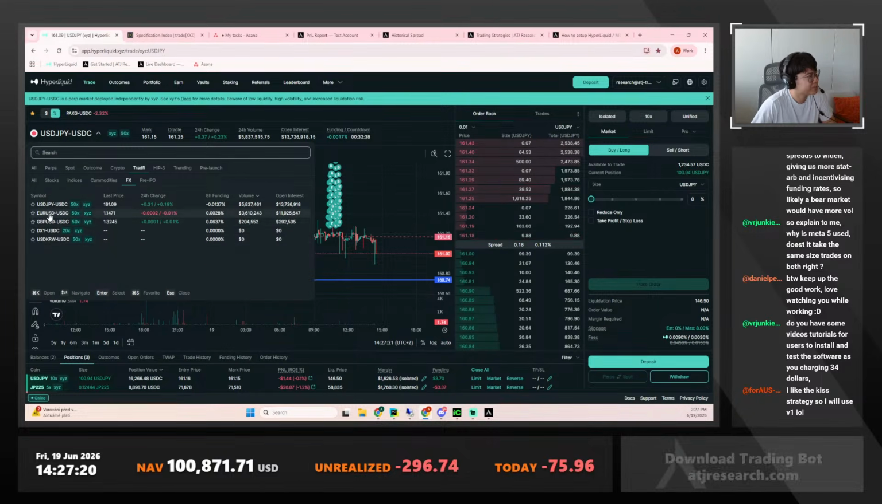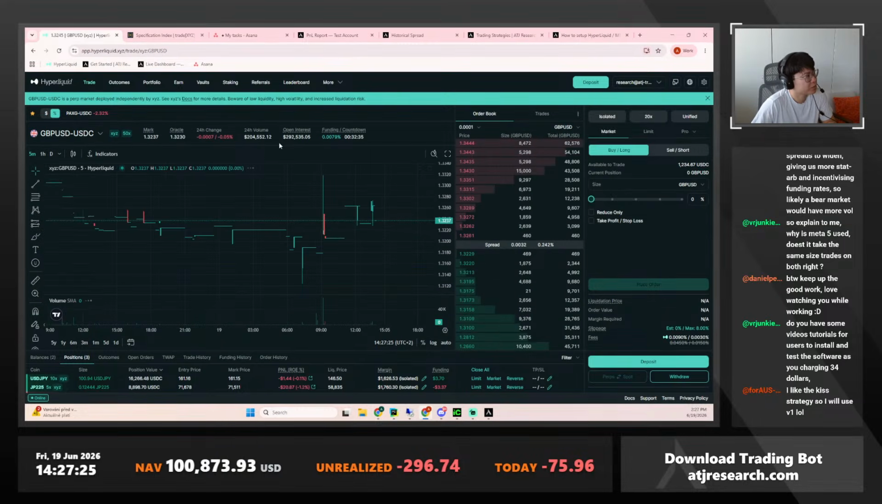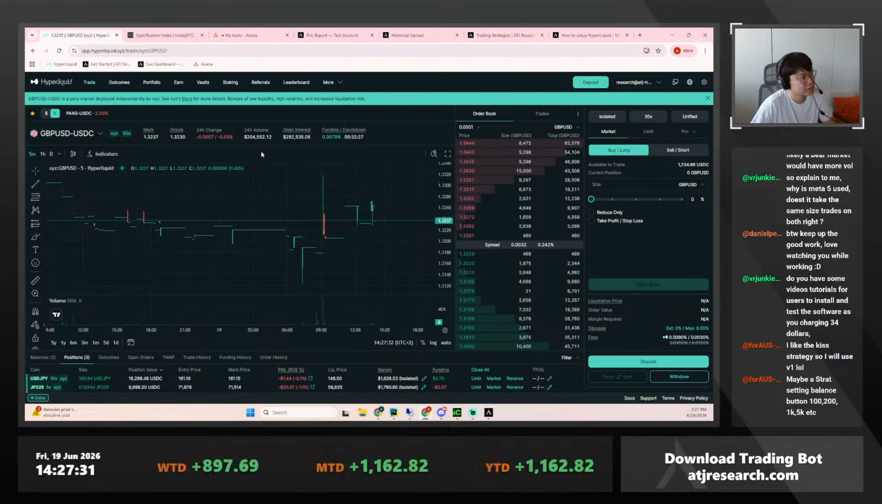So we can try Euro USD or even something like GBPUSD, because GBPUSD is very illiquid. It has only 200,000. So for example, if you are a trader who only has a few thousand dollars, I think you could, in theory, apply a very nice strategy on GBPUSD. Even though the volume is very low, the return on the strategy would be very high.